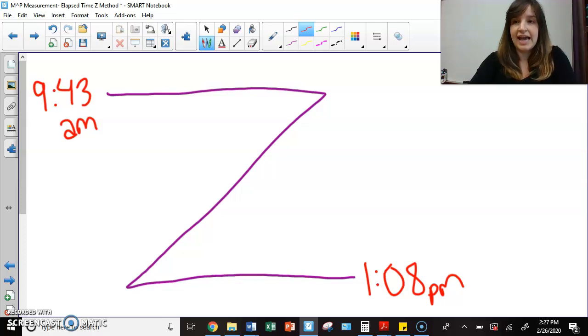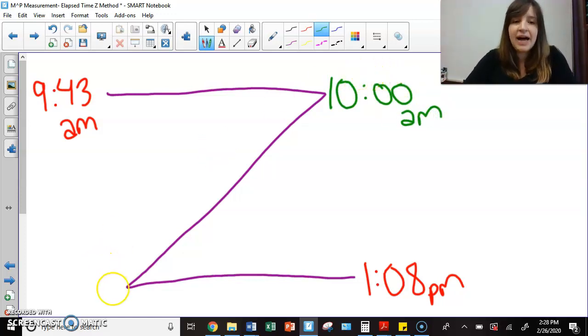So when we're looking at this, we're going to use these three lines that make up our Z to record our information. So on the top line and the bottom line, we're going to have minutes. On the diagonal line in the middle, we're going to have hours. So when we fill this out, we're going to go from 9:43 to the next whole hour. So we're going to go from 9:43 to 10 o'clock, and we're still in AM at this point.